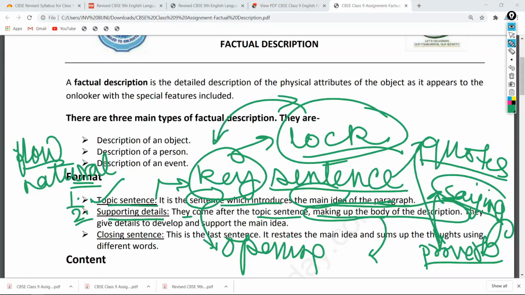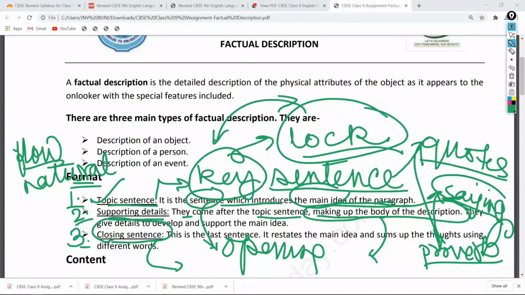Say for example, you are writing a notice. In the notice also, after writing the name of the institution and the topic, you write the body of the notice. In a similar manner, this will be the body of the description, and these will be the supporting details that support the topic sentence. Now, my dear children, this is point number 3, and this will be the closing sentence, or the ending sentence.